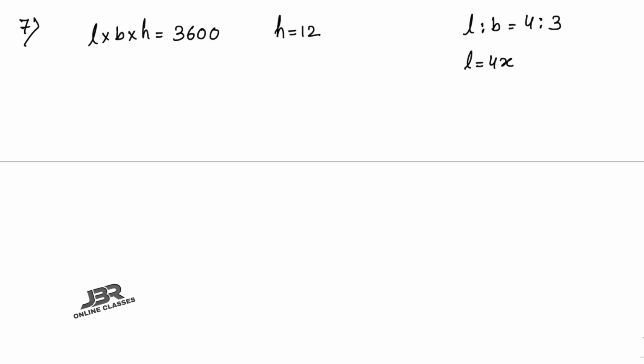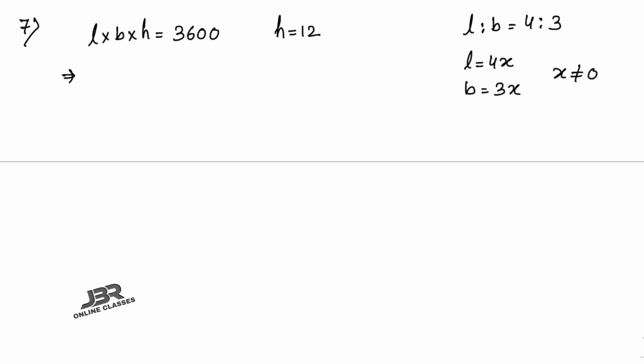Next, sum number 7. The volume of a cuboid is 3600 centimeter cube. That means L into B into H equals 3600. Here H equals 12. The cross section is a rectangle whose length and breadth are in the ratio 4:3. So length to breadth is 4:3. That means length equals 4x, breadth equals 3x, x a non-zero constant. Find the perimeter of the cross section.